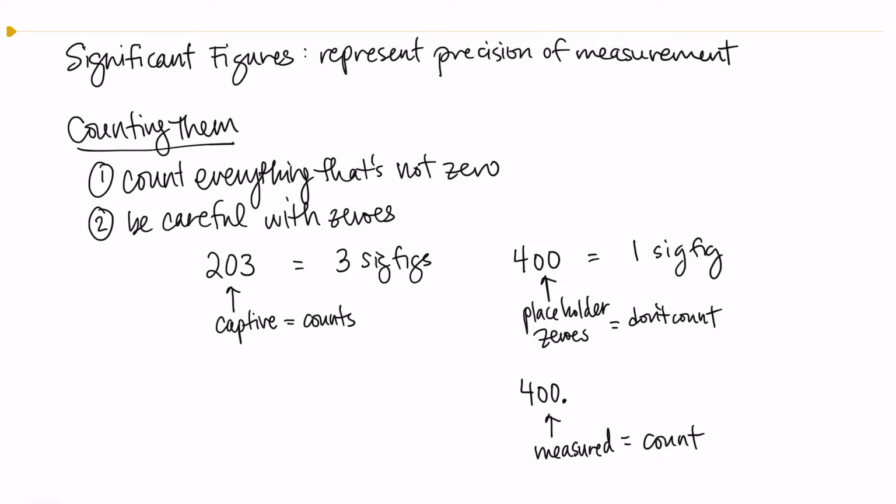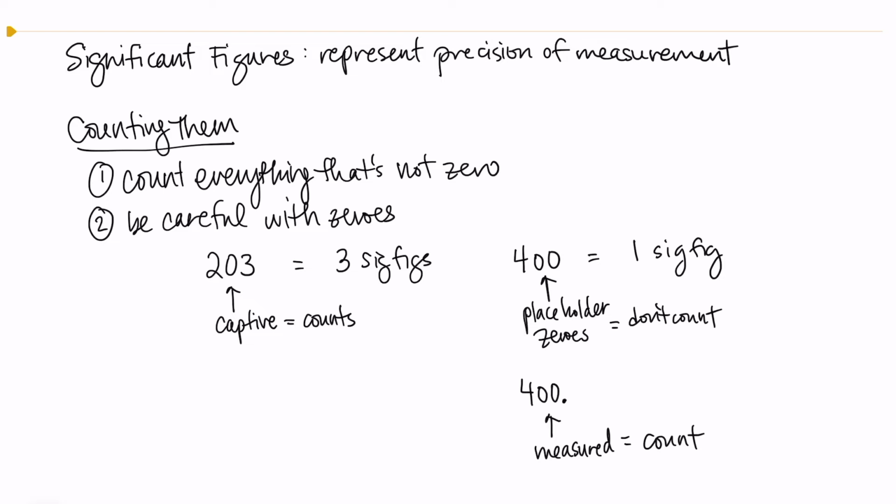This is also representing uncertainty. If I say 400, that means somewhere between 300 and 500. And if I say 400 decimal point, that means somewhere between 399 and 401. So where the significant digits are also represents the uncertainty.